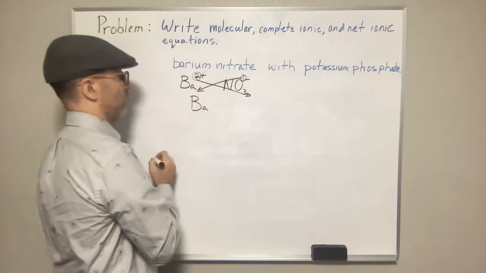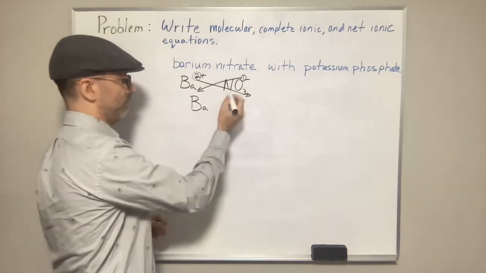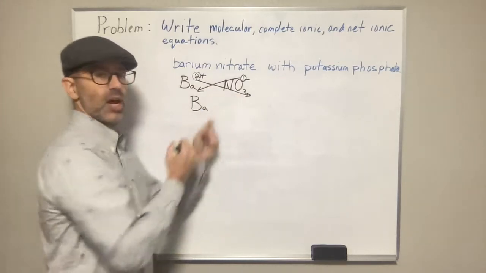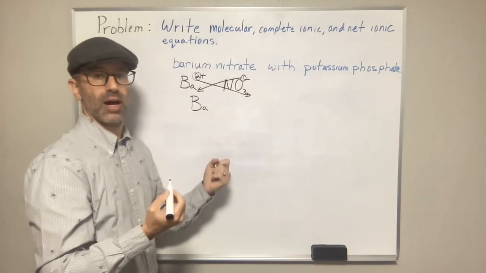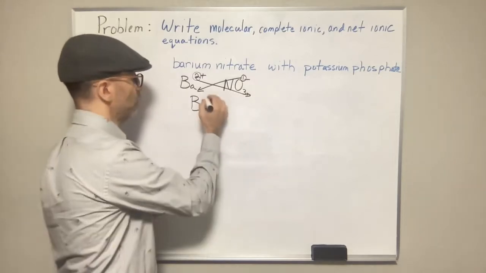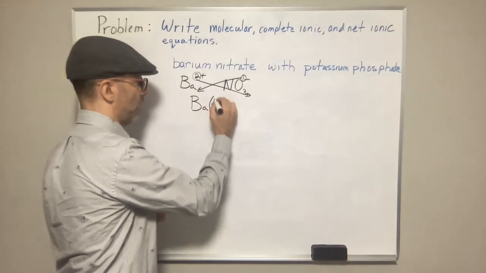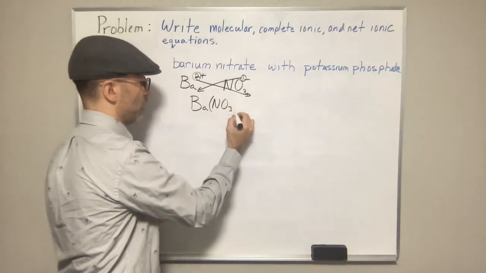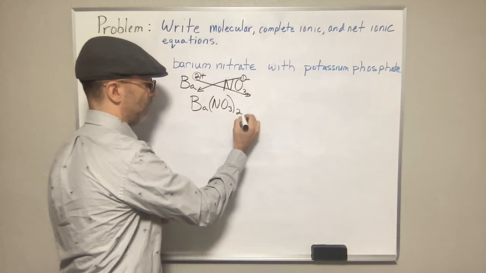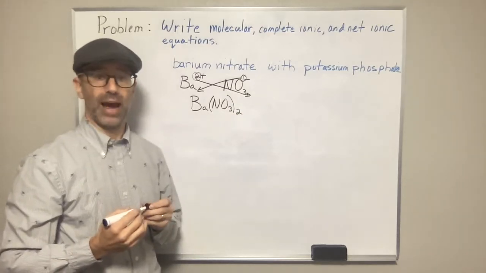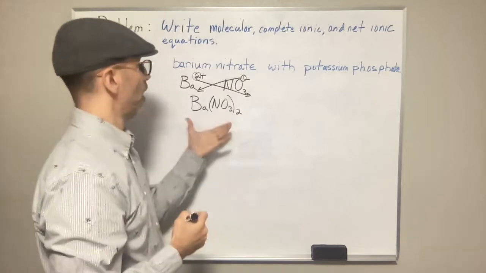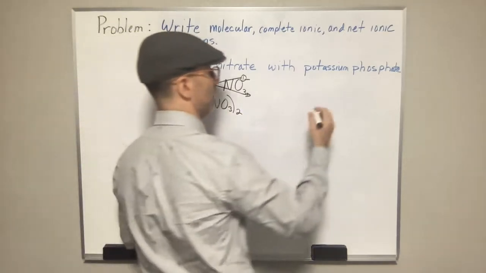So you would write Ba. We don't write the 1. Then since we have 2 nitrates, whenever you have more than 1 polyatomic ion, you have to use parentheses. So we have 2 here. I'm going to have NO3 in parentheses, and I'm going to have the 2 on the outside. So here's my formula for that reactant.